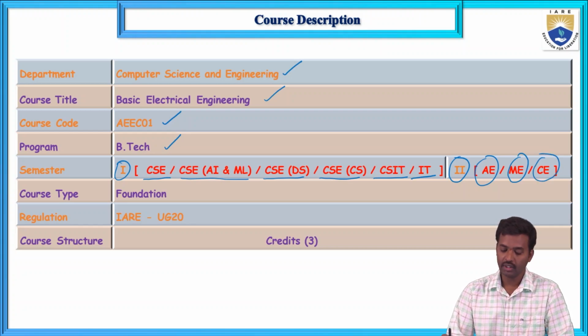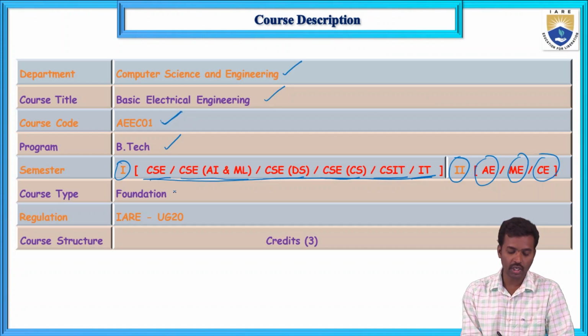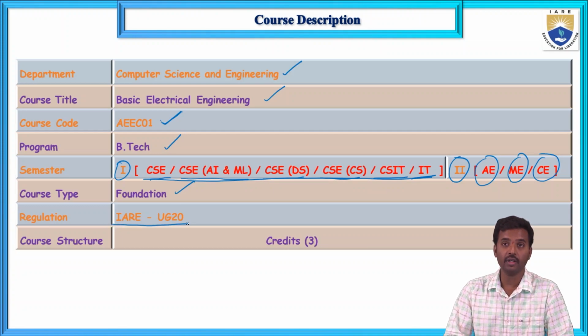In the first semester, this course has theory and practical. For aeronautical, mechanical, and civil, it is only a theory subject. The course code is AEEC01. The course type is foundation, the regulation is IARE UG20, and the credits for this course are 3.